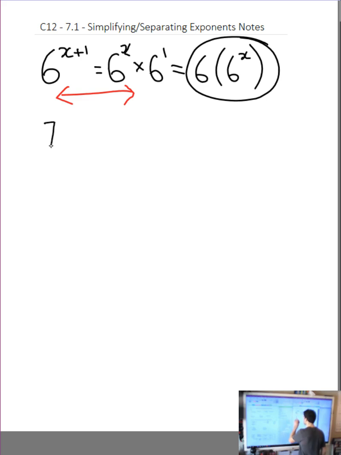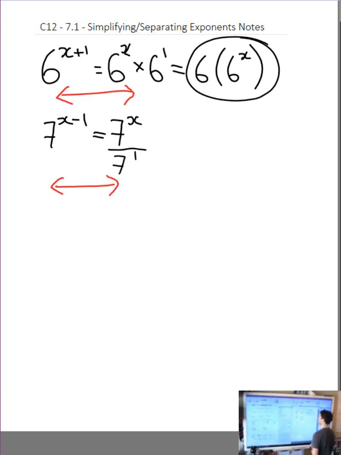So let's say I have 7 to the x minus 1. Well, that's 7 to the x over 7 to the 1. Again, we had no problem going this direction, so now we have to be able to go this direction, no problem.